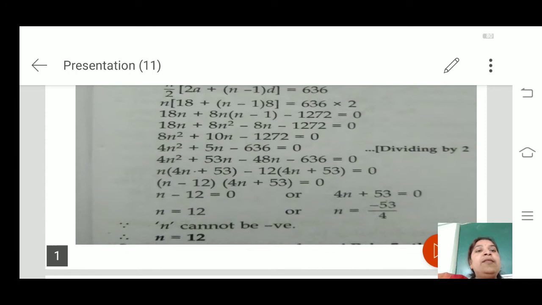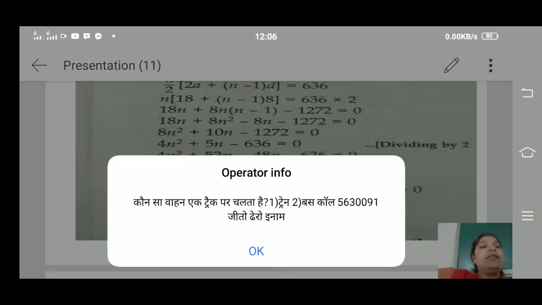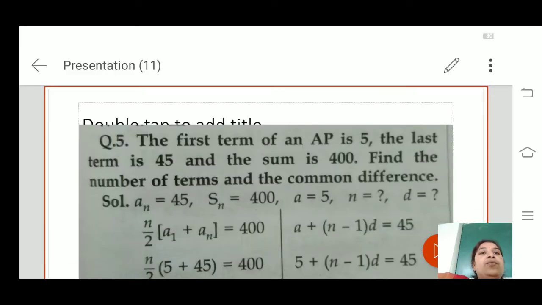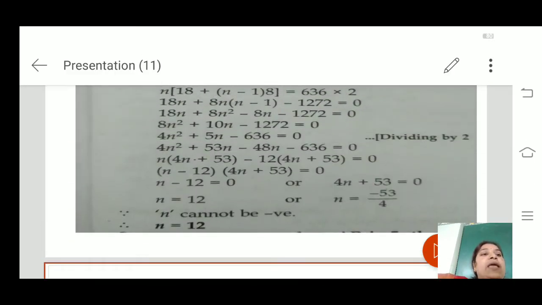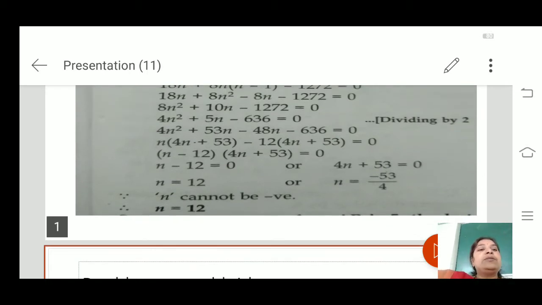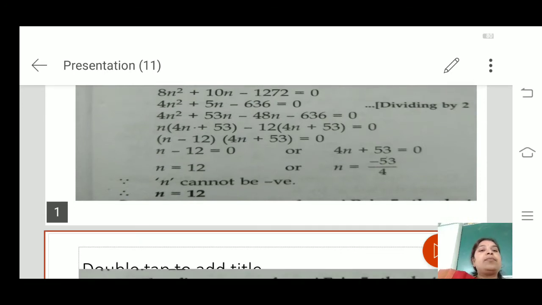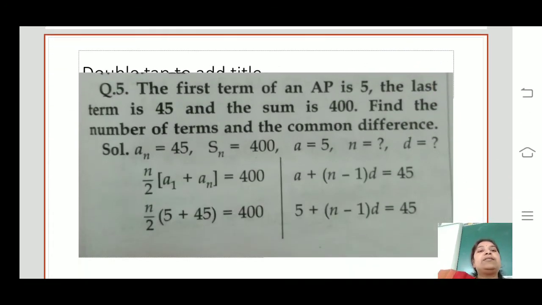Now finding the factors, we get n equals to 12 and n equals to minus 53 by 2. But as we know that n can't be in fraction as well as negative, hence second case is impossible. Only possible value is n equals to 12. Now let us see next question.